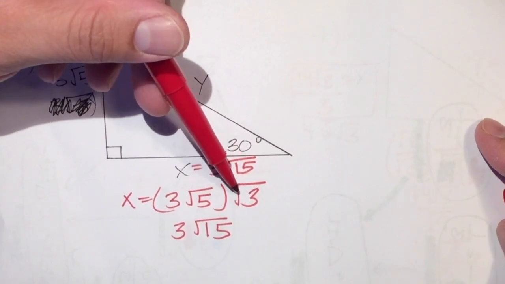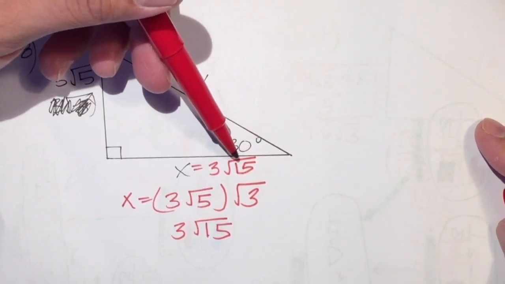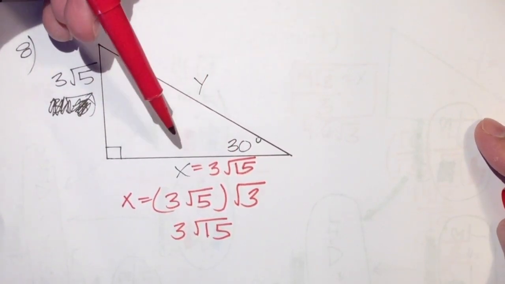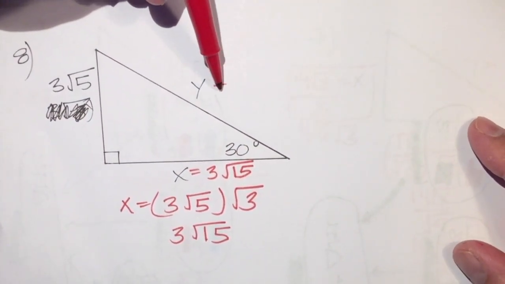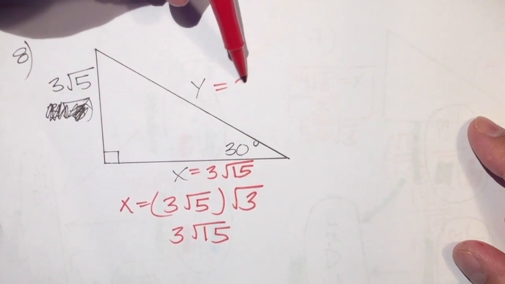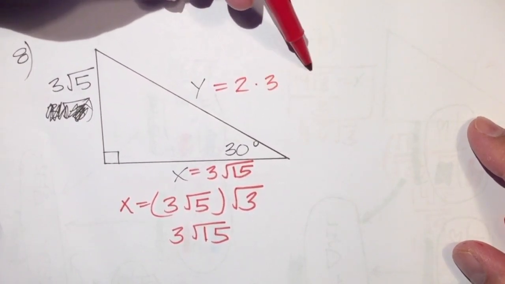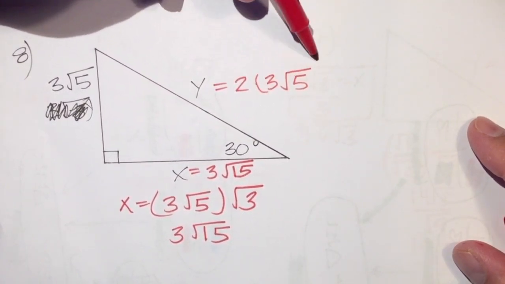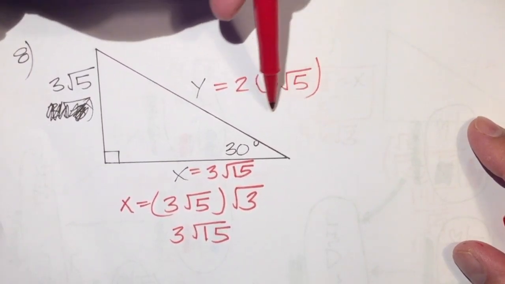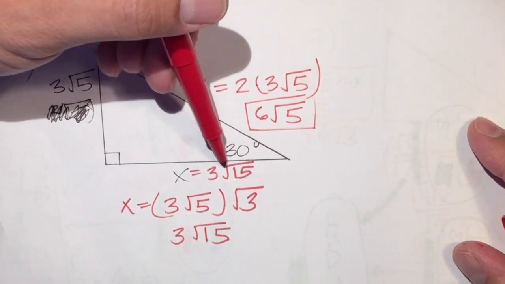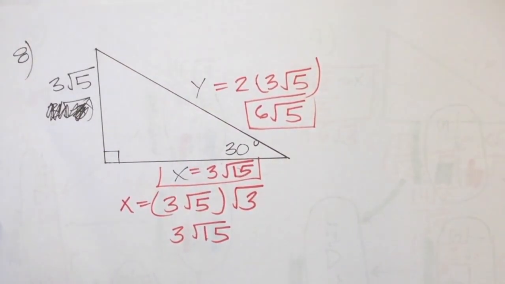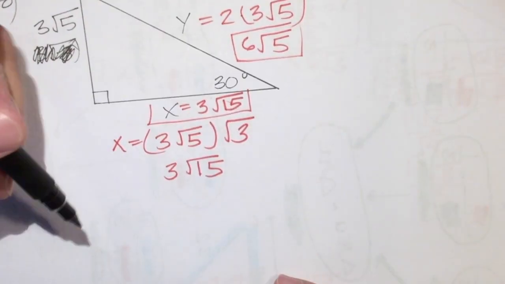Because there's that extra radical 3, but we just simplified it to make it look nicer, prettier, whichever you want. And then y is twice the short side, so 2 times 3 radical 5. 2 times 3 is 6 radical 5. So there's our final answer for these two problems. And the very last one.